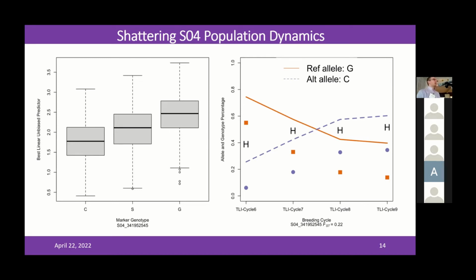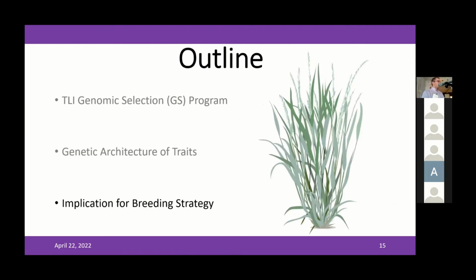Particularly, we didn't select directly on this marker until we ran the GWAS. We really weren't even aware of this particular marker. This was all done with genomic selection, the black box mathematics, if you will. So it looks like it's pointing us in the right direction. The last little bit that I'll cover is how we use this in our breeding strategy.